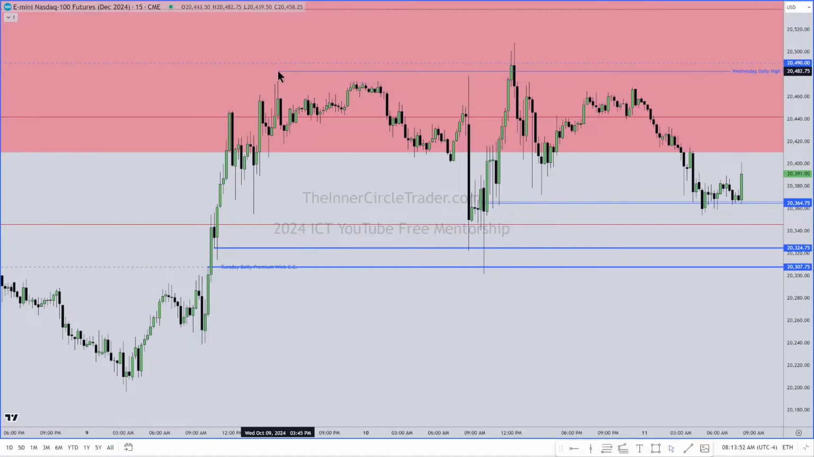And then you have the relative equal highs here. But just above that, how far can it go? Go back to that daily chart and you'll see that that's that level here that I'm annotating. So I want to see this price level traded to.